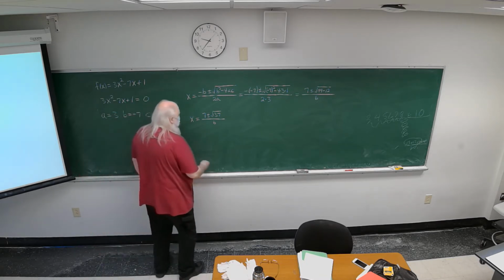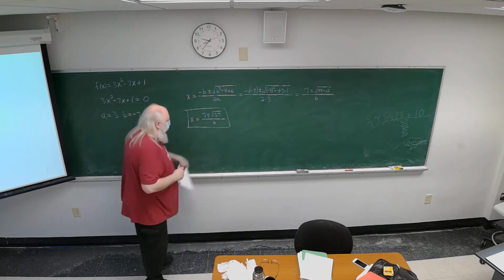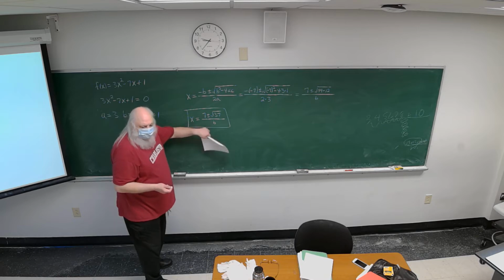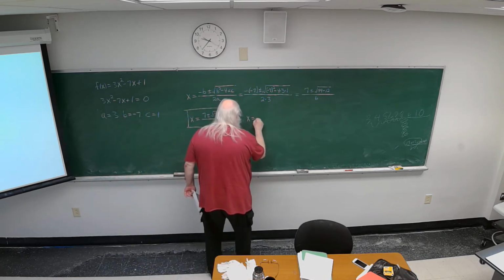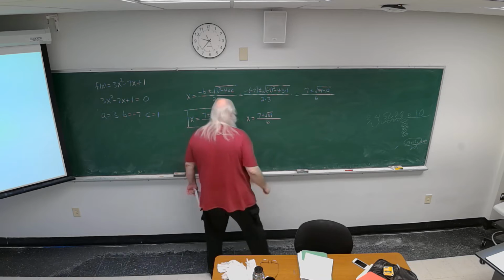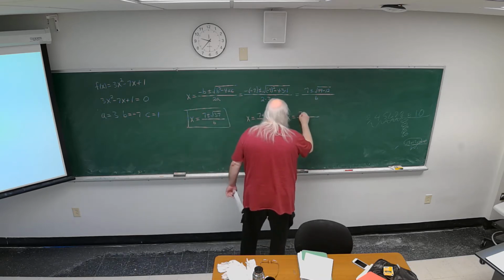So those are our two values of x, recognizing the use of the plus sign and then the minus sign, right? So if you want to, you can write them out. x is equal to 7 plus the square root of 37 over 6, and x is equal to 7 minus the square root of 37 over 6.